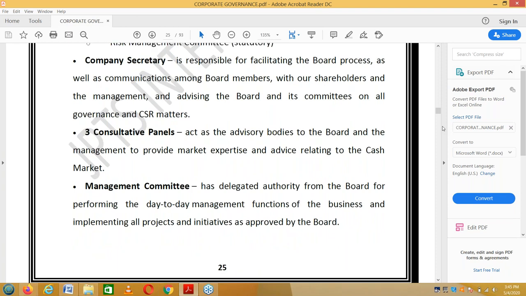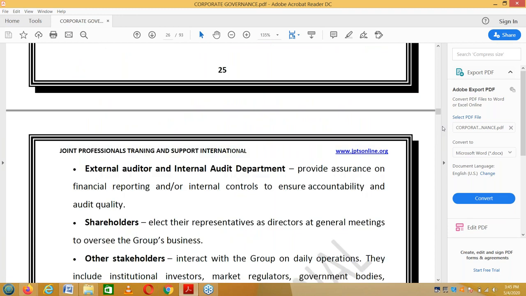The external auditor and internal audit department, they are to provide assurance on financial reporting or internal controls to ensure accountability and audit quality. They are there to audit every account, both internally and external. Now, their auditor, theirs is to ensure that every financial report is correct. They are to ensure that there's no theft or fraud within the company.